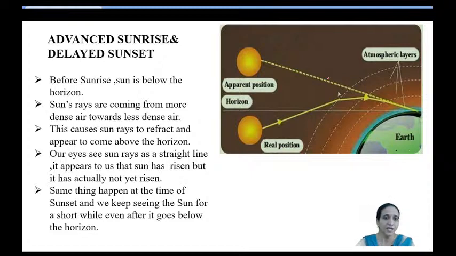The same thing happens at the time of sunset. We keep seeing the sun for a short while even after it goes below the horizon.